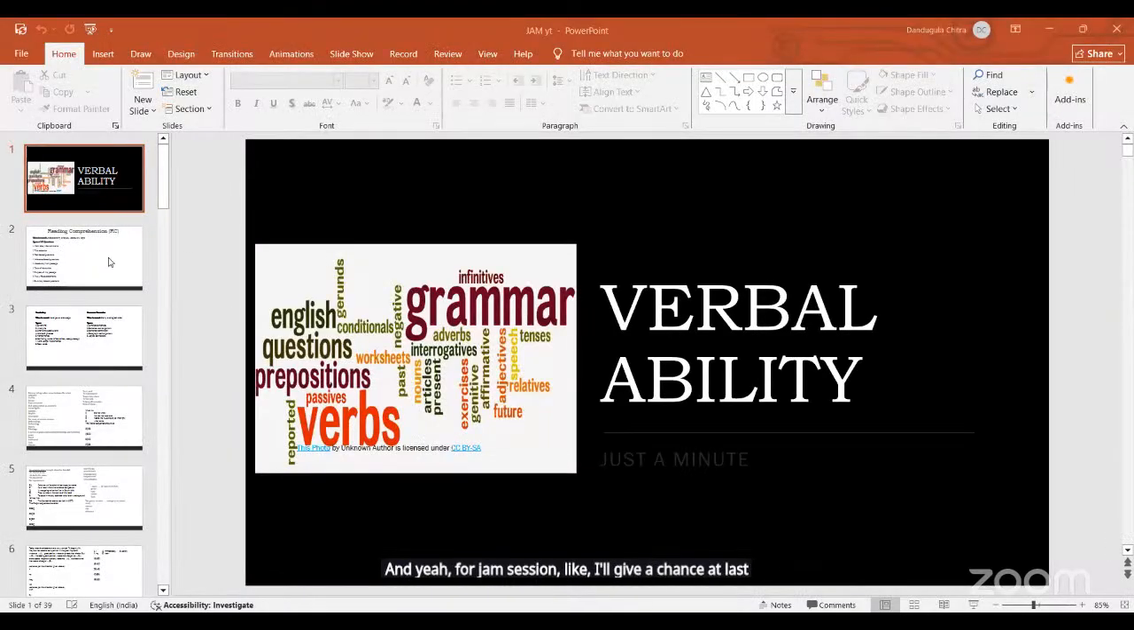Okay, fine. As I said yesterday, we are going to start tenses. I think I have given the introduction about verbal ability and everything. And the first topic that we are going to discuss today here is tenses. Before I discuss tenses, there is one thing that is left, which is parts of speech. We'll discuss that, and after that, tenses. And for the JAM session, I'll give a chance at last after discussing this.